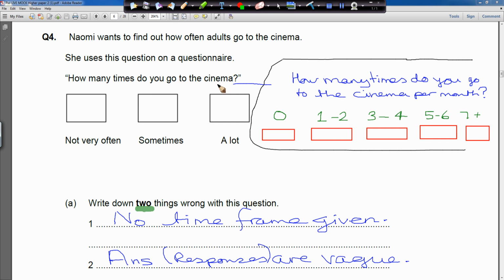So how many times do you go to cinema? No time frame. Yes, you got time frame. Answers are vague. Our answers are very specific. 0 times, 1 to 2 times, 3 to 4 times, 5 to 7 plus.